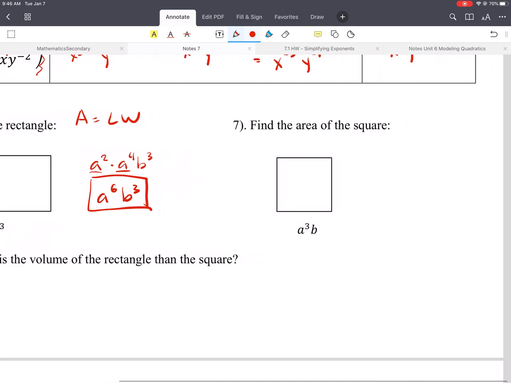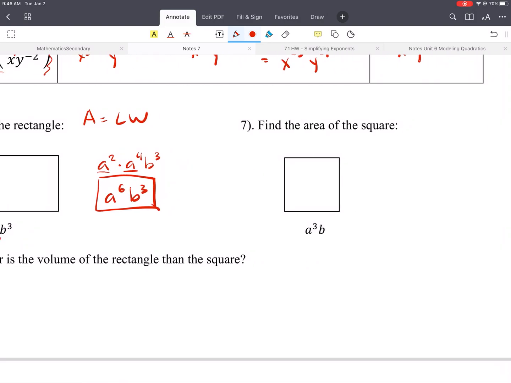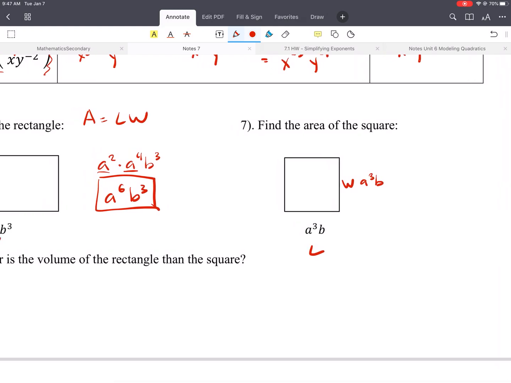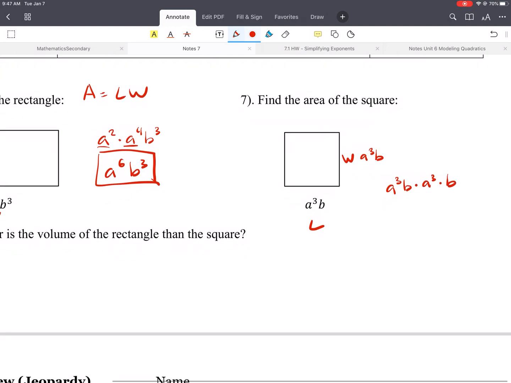Okay, here is a square, meaning that all sides are the same. So if we want to find the area, it's going to be length times width, which is also a to the third times b. Okay, so we're just going to multiply them to each other. So a to the third times b, and then we're going to multiply that by a to the third times b. Okay, they're all being multiplied, so we'll add their exponents. So a to the sixth times b squared.